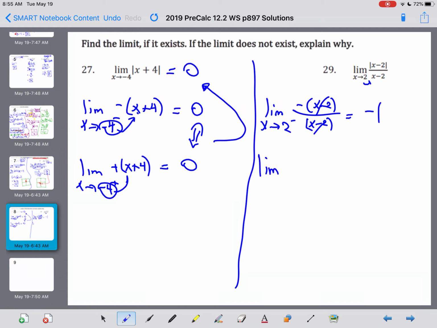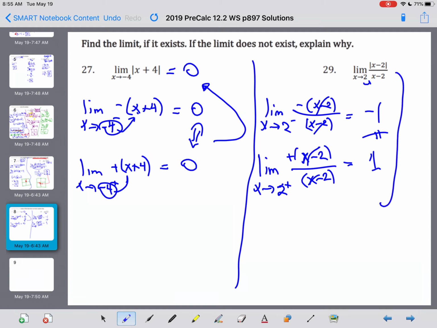Now if I do this the other way, I'm going to go ahead here and I'm going to approach 2 from the right. So that's going to give me positive x minus 2 over x minus 2. And these cancel, but that leaves me a positive 1. So these are not equal. So this limit does not exist because these values are not equal.